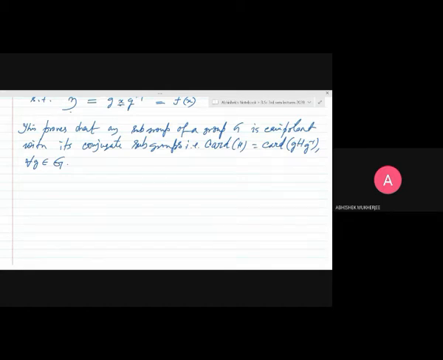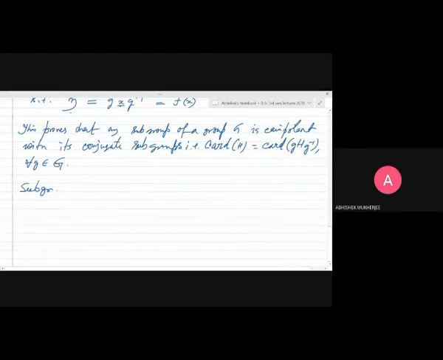Okay. Now let us move to the discussion of cyclic subgroups, cyclic groups, and we are going to investigate how their subgroups look like. The subgroups of a cyclic group.